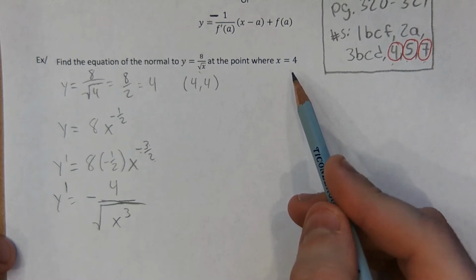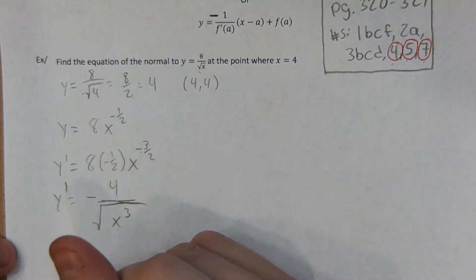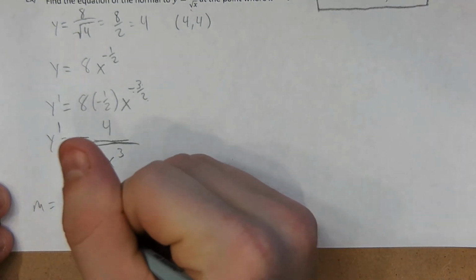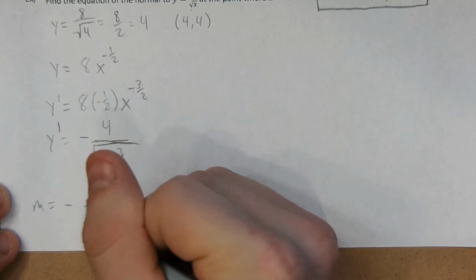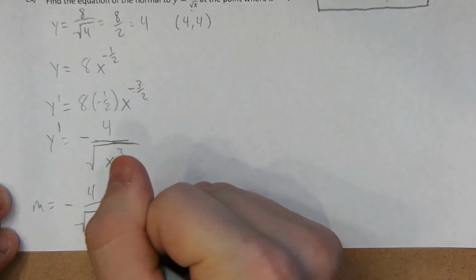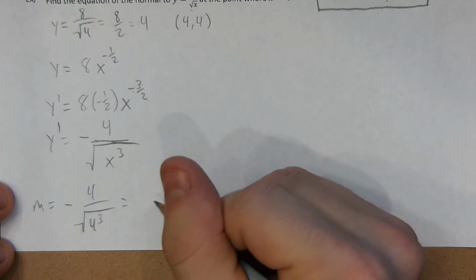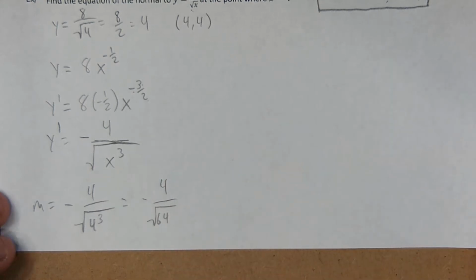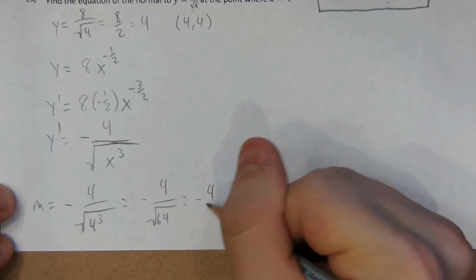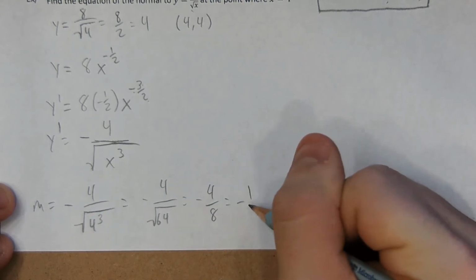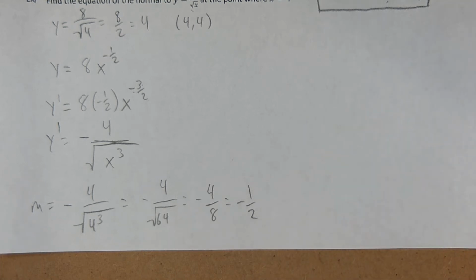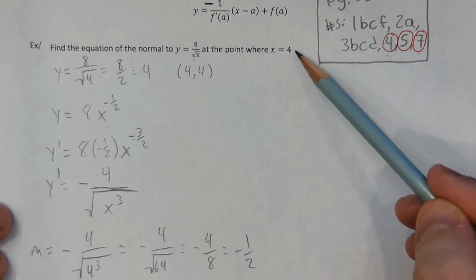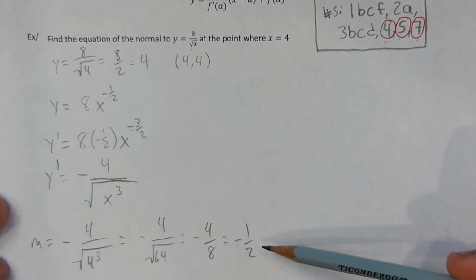So now that we have our gradient function, we can plug in x equals 4 to figure out what our slope is. Okay. Ooh, that's off the screen. m equals negative 4 over the square root of 4 cubed. Well, 4 cubed is 64. And the square root of 64 is 8. And there you have it. The slope of this curve at this point is negative 1/2.